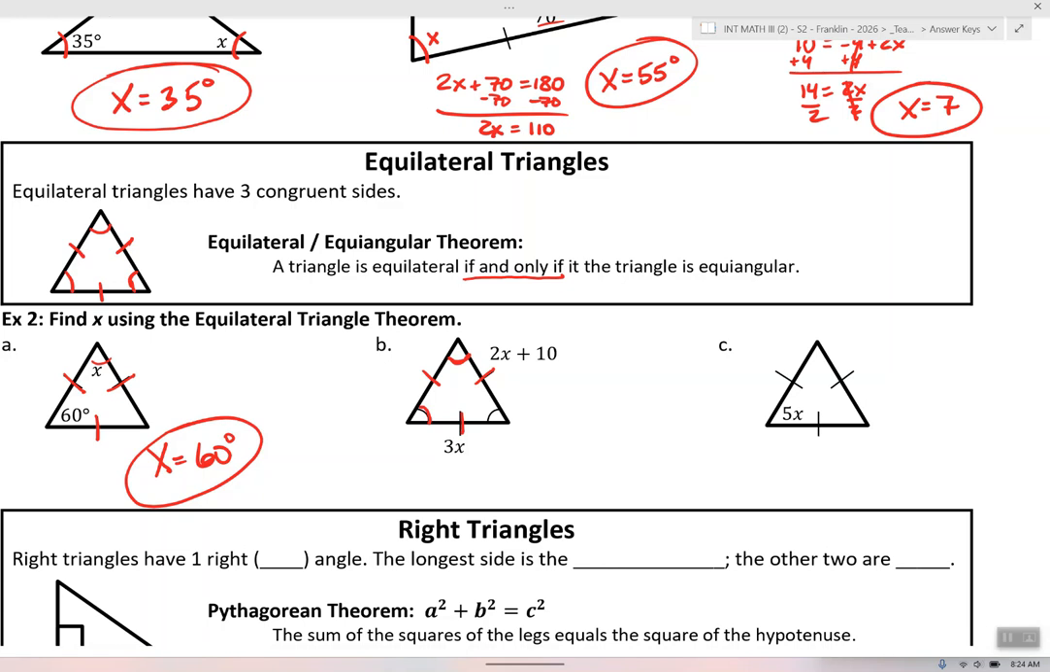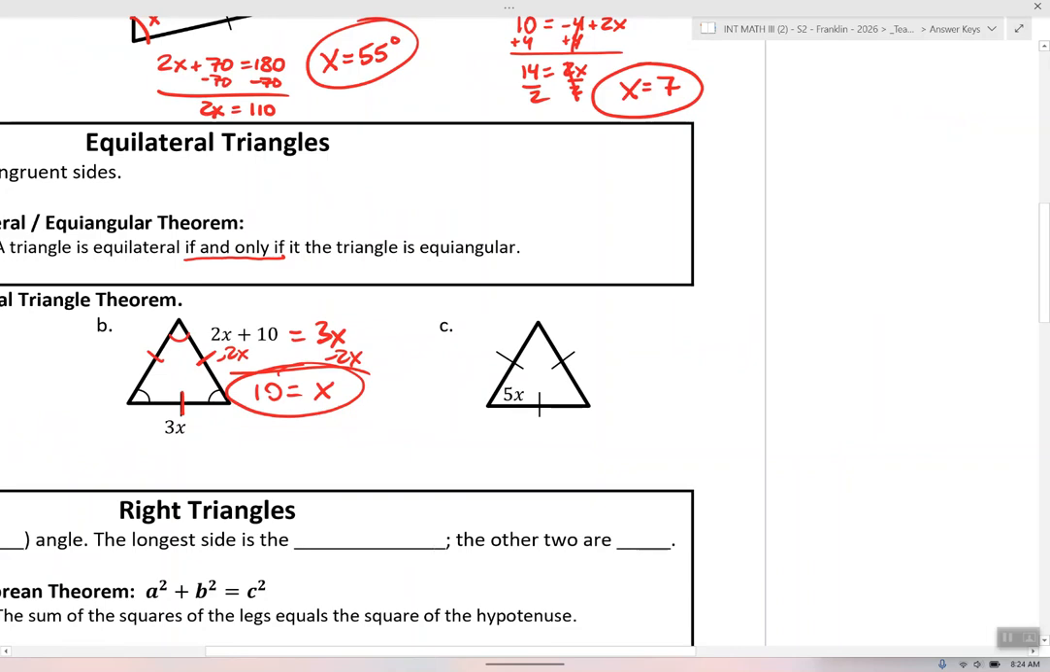So we have an incomplete picture, but we can use the equilateral and isosceles theorems together to complete that picture. So I know these two sides are the same. Now I could have known that already. They're marked the same. But I do know that these are all congruent as well. So I know that 2x plus 10 equals 3x. So I'll solve that equation by subtracting 2x, and 10 equals 1x.